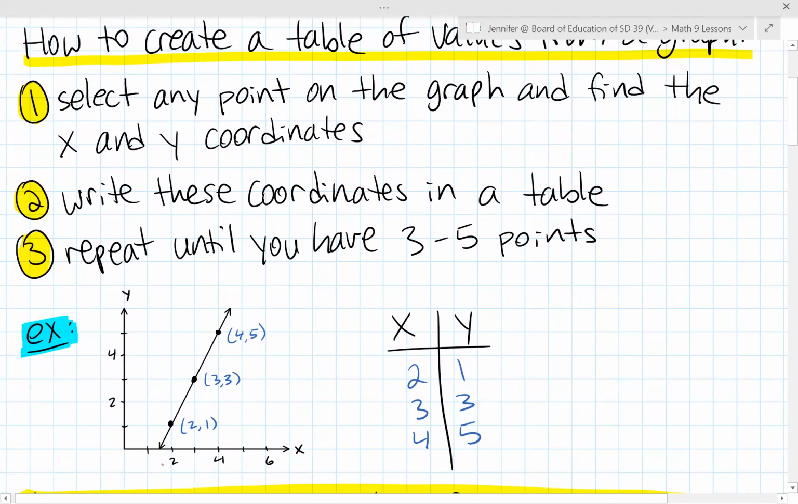So in this example, we have our linear relation and we have 3 distinct points there. So I just figured out the x and y values for each. The first one is x is 2 and y is 1. So I put that in the table and I repeat for the other 2 points. This one is over 3, up 3. This one's over 4, up 5. And then I just put that into the table. And then you can recognize the pattern. The y's are going up by 2. The x's are going up by 1.